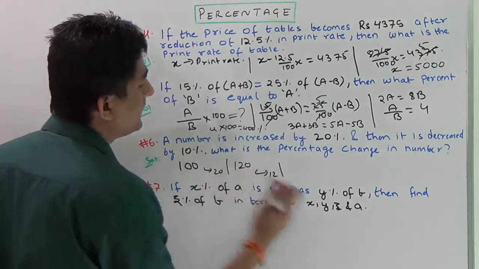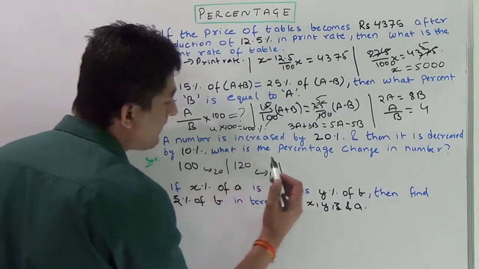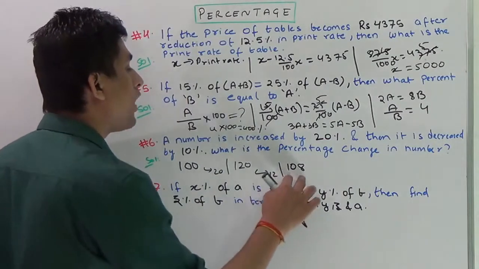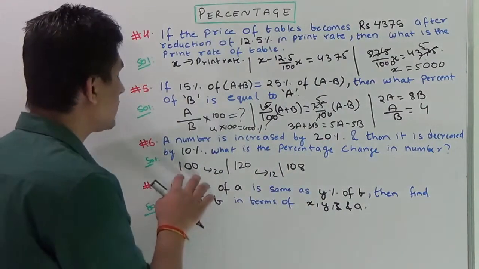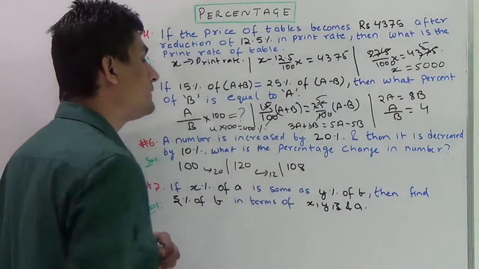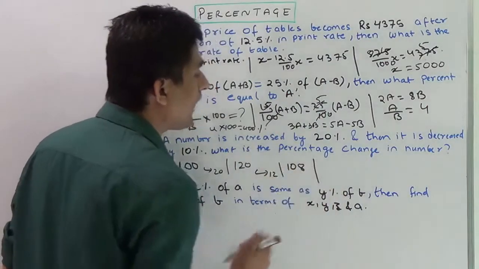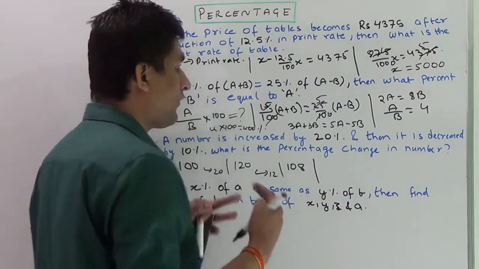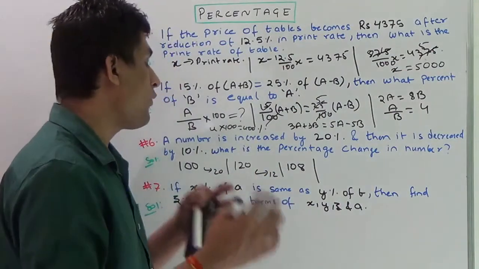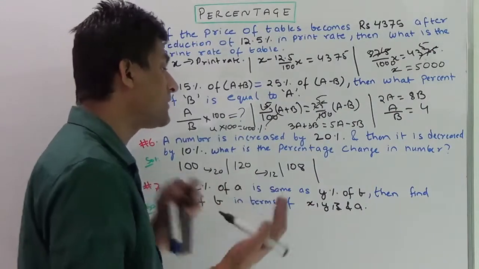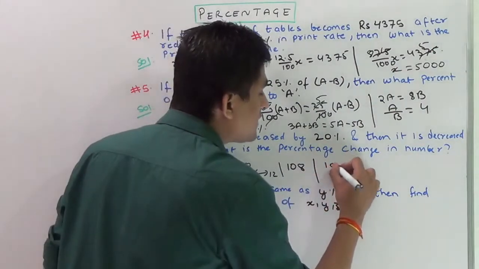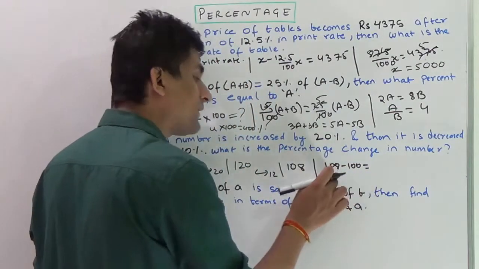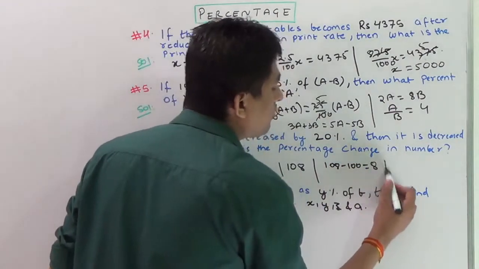Now this has been decreased. So I'll just subtract 120 minus 12 and I'll get the resulting number. So hence the number is now 108. Earlier it was 100, now it is 108. We have to calculate the percentage change in the number. Okay, for calculating percentage change, we first have to calculate the change in number. For the change in number, we just subtract the actual number from the resultant number, and it will come out to be 8.